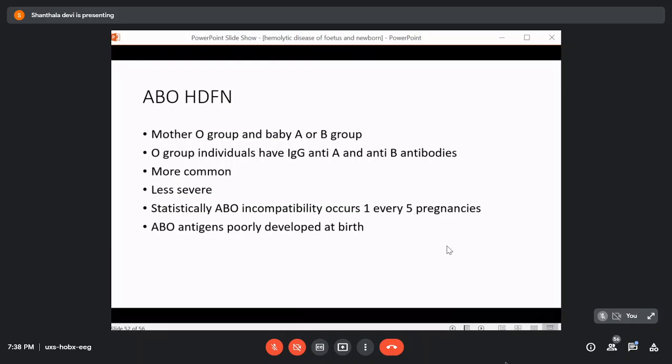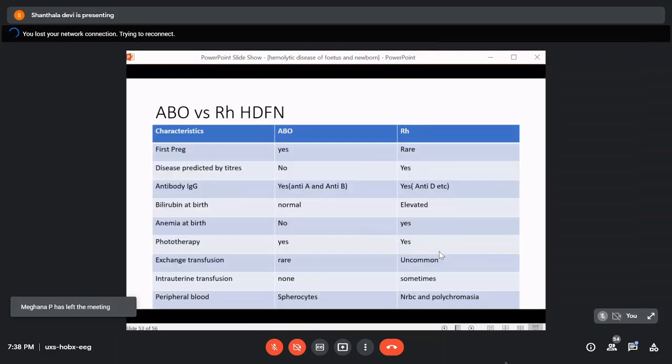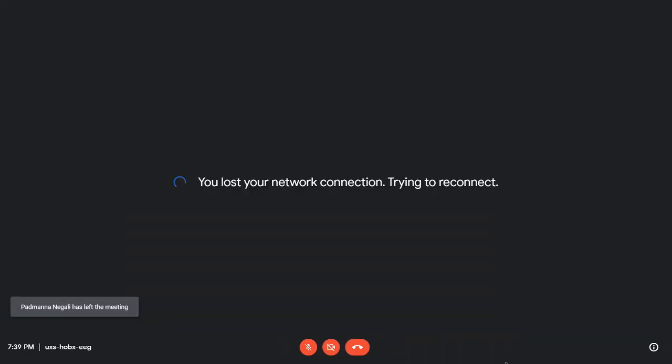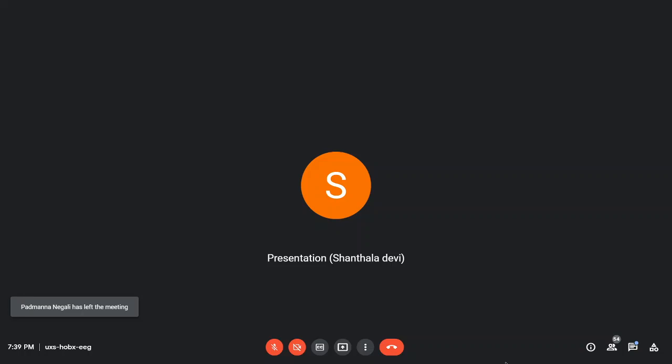However, this is not so common, not so severe, though it is more common because the ABO antigens are poorly developed at birth. Though there is antibody, because the antigen is not well developed, the lysis of the RBCs will not take place. So, how do you differentiate between ABO and RH hemolytic disease of the fetus and newborn?